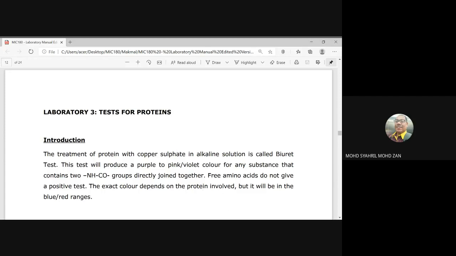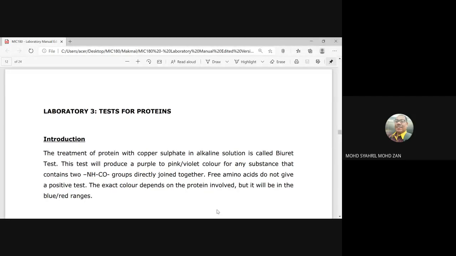All right, so today's experiment is laboratory number 3, test for proteins. This test is to make sure how you detect the presence of protein inside the food, inside the substance, or so forth. Before we start, the introduction for your experiments actually shows the synopsis of your experiment, so you can find the answer from that introduction if you read properly.